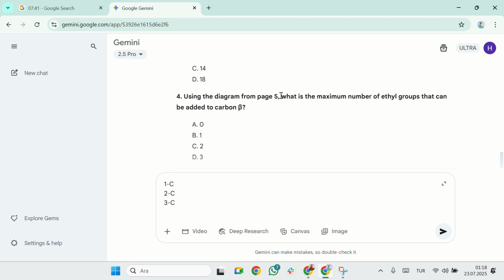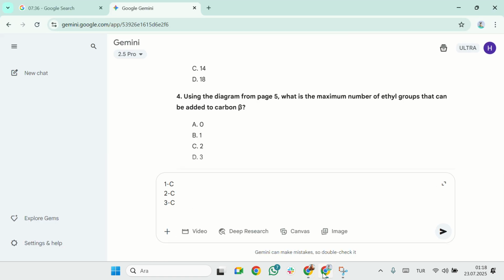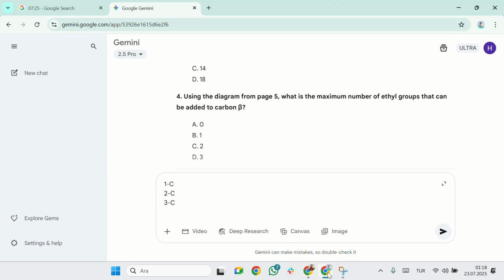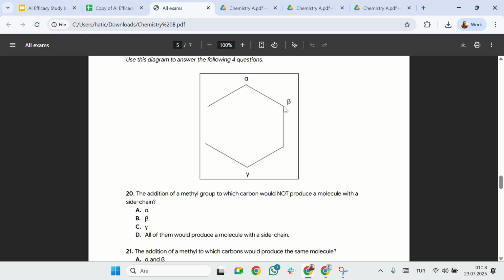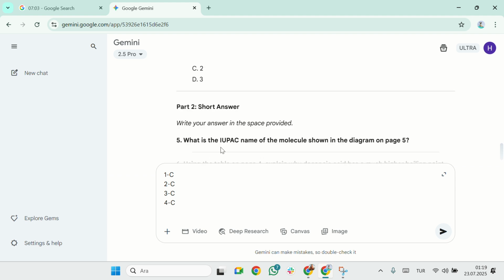Using the diagram from page 5. Page 5. Okay. What is the maximum number of ethyl groups that can be added to carbon beta? Maximum number of ethyl groups. So this has 2 carbon bonds and 2 hydrogens, so we can remove hydrogens. Let's say it's 2, but okay. Answer is C. Let's see.